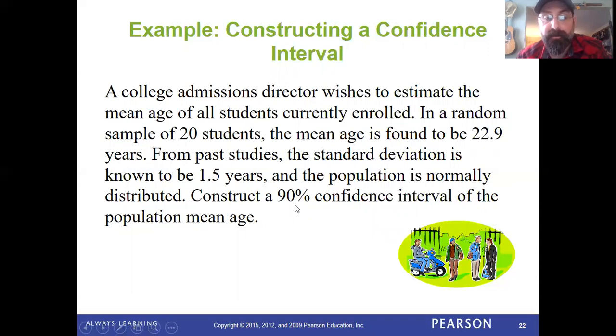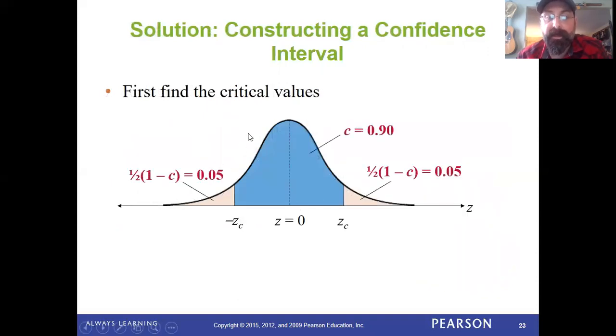So we'll construct a 90% confidence interval: draw the curve, shade the central 90%. There we go. 10% is not in the center, so half of 10%, or 5%, is in each of these two tails. We could find the cutoff z-scores that will give us the negative z sub c, 5% to its left, and the positive z sub c, 5% to its right. You should find those to be plus and minus 1.645.